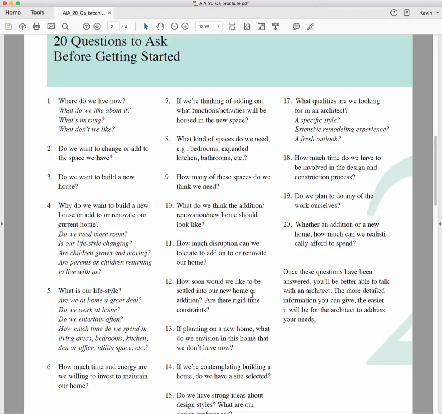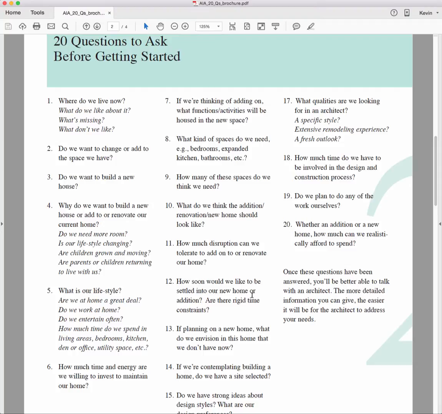11, how much disruption can we tolerate to add on or to renovate our home? Now, people think about this in terms of homes a lot, but they don't think about this quite often enough in terms of information systems. Typically, there's a way that we do things today, and that might be with an automated information system or not. In any case, if we decide we're going to do things with a different or new information system tomorrow, well, there has to be some kind of conversion.